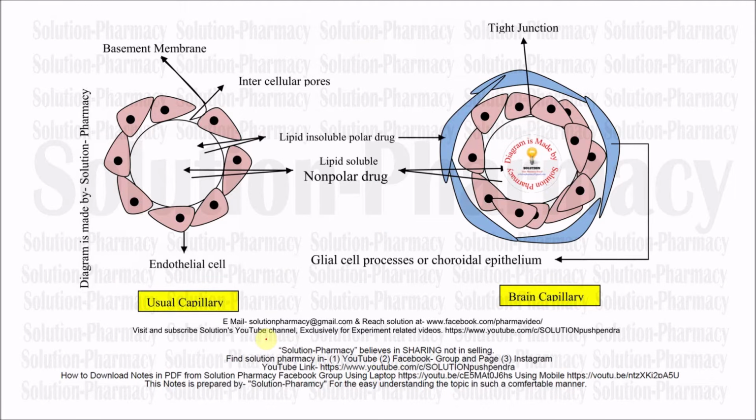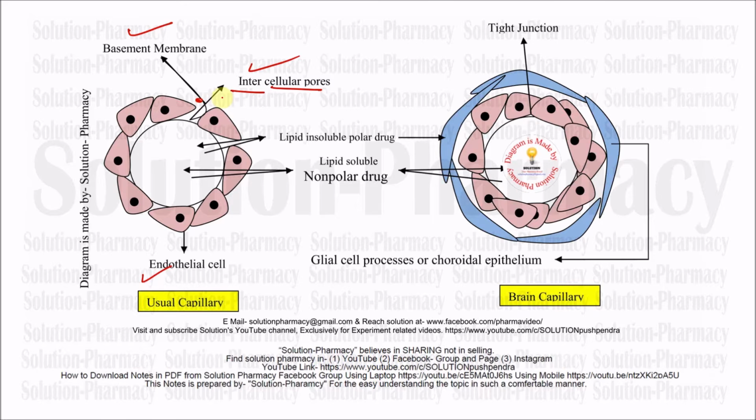We have seen the normal barrier, normal capillary we can say, these are usual capillaries. And in the usual capillary, there are some basic fundamental parts. The first one is the basement membrane. This basement membrane is covered by different types of cells. But here, as you can see, this is the intracellular pore. That means the pore available between two cells is termed an intracellular pore. And through this intracellular pore, water soluble drugs can move very easily, and that is specifically for water soluble drugs.